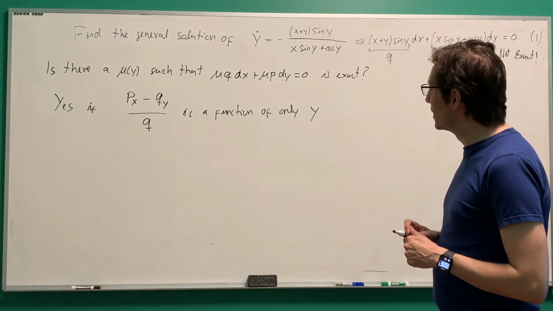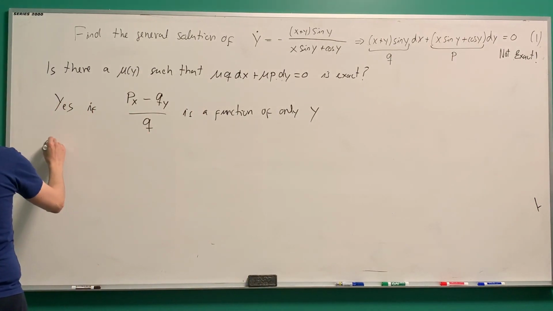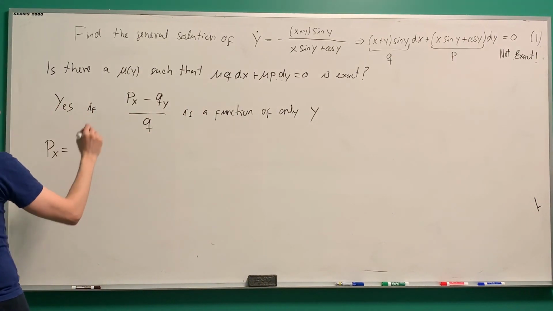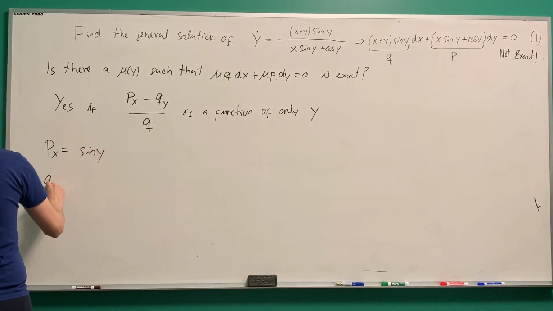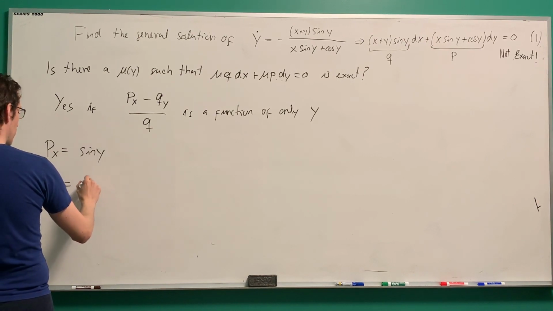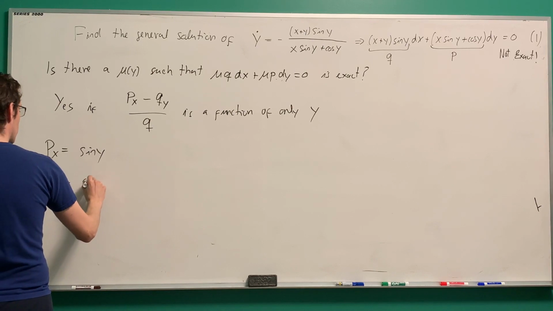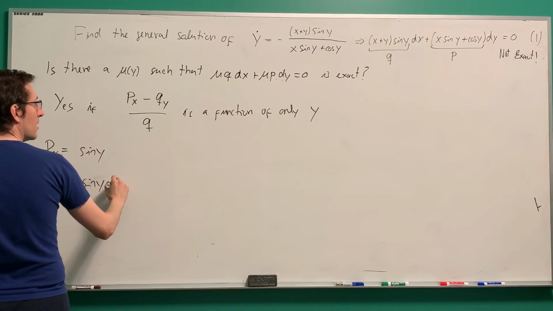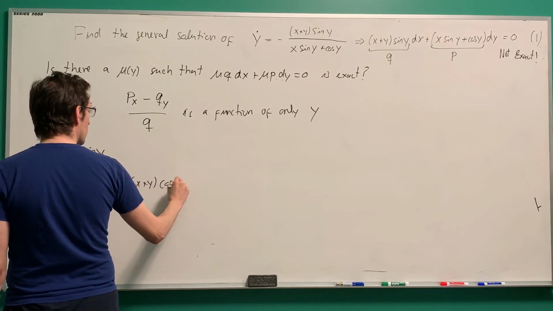All right, so let's check, right? Let's compute these things. So we had, again, p with respect to x, that's easy. That's just the sine of y. Q with respect to y, that one is x plus y sine y. Well, I'll do first the first term, which is just sine of y. And then plus (x plus y) cosine of y.